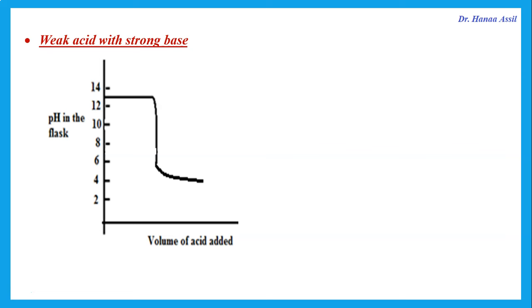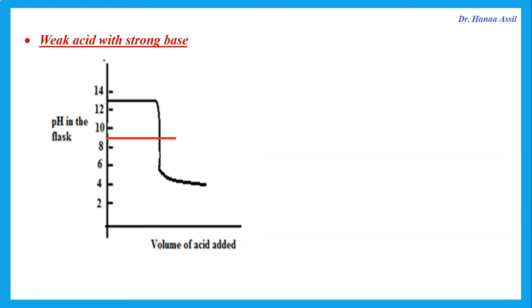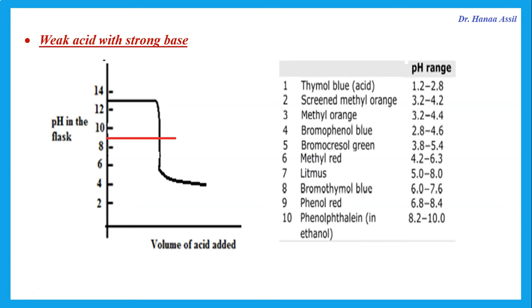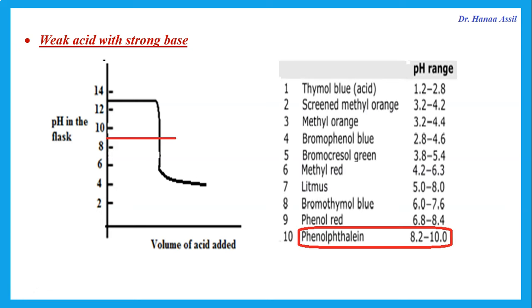Weak acid with strong base. Weak acid means I will end up with a pH around 4 or 5, but I'm starting with a pH of about 13. Where is the equivalence point? It will be around 9, for example. So I'm looking for which indicator would be suitable. That would be phenolphthalein.